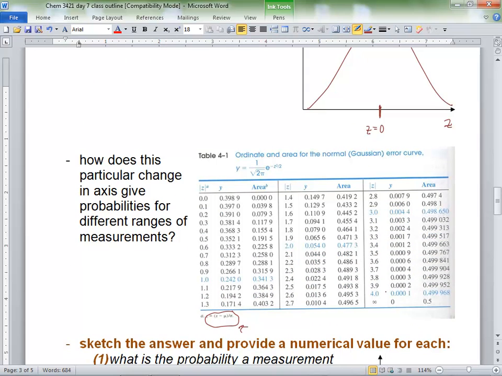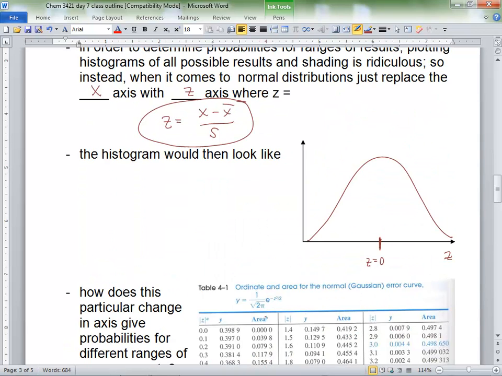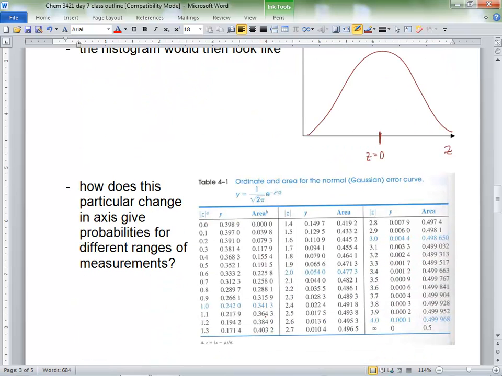So the question really becomes, how does this particular change in axis give probabilities for different ranges of measurements? Answer all those questions we asked before: bigger than this measurement, lower than this measurement, between these two measurements. What's the probability? That was the trick. It's a little more complicated. You need a table. Someone did a lot of calculations for you on the normal distribution and getting areas.